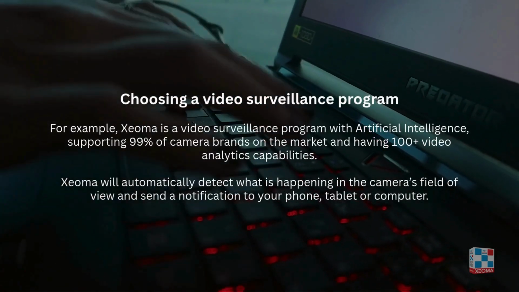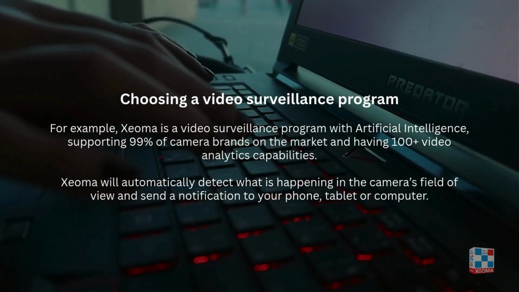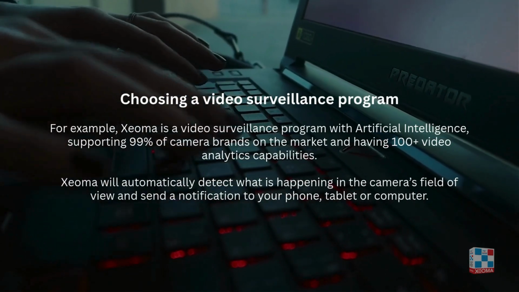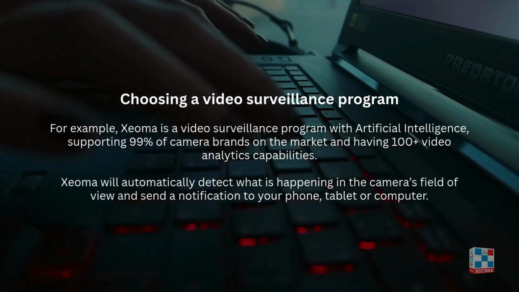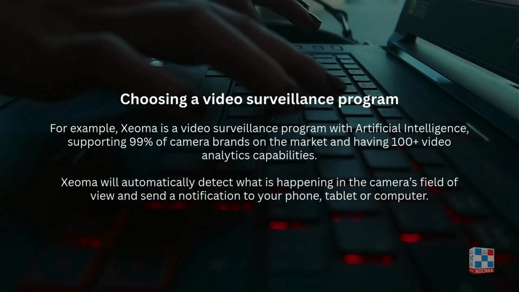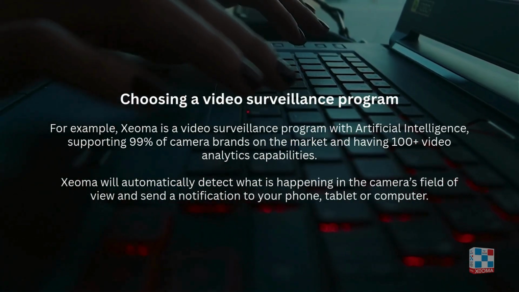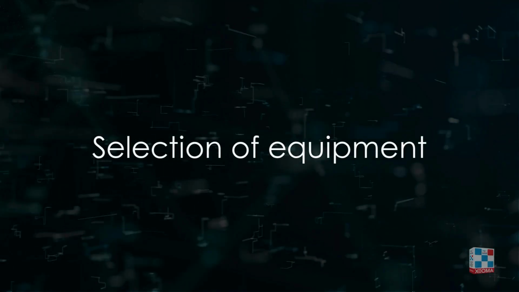For example, Xeoma is a video surveillance program with artificial intelligence, supporting 99% of camera brands on the market and having 100+ video analytics capabilities. Xeoma will automatically detect what is happening in the camera's field of view and send a notification to your phone, tablet, or computer.